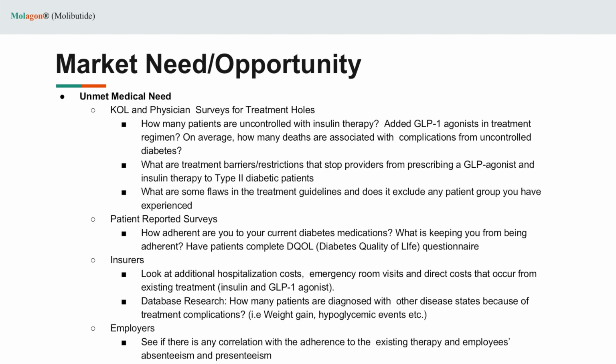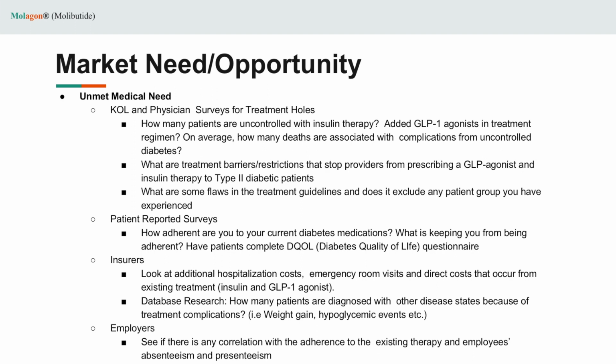To better understand the gaps in current therapies, we can ask key opinion leaders and physicians either through meetings, phone, email interviews, and or surveys. Below are some sample questions we have thought of that could help understand the treatment holes within the current therapies today. Some potential questions include, what are the treatment barriers and restrictions that stop providers from prescribing a GLP agonist and or insulin therapy to type 2 diabetic patients? What are some flaws in the treatment guidelines, and does it exclude any patient groups you have experienced or treated?